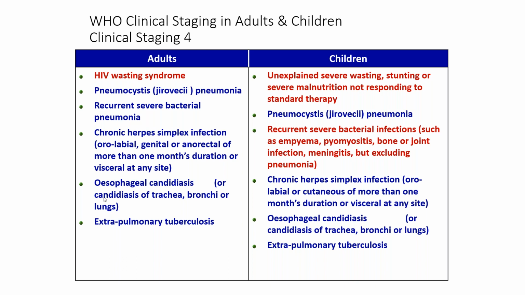We saw that oral candidiasis was stage 3, but esophageal candidiasis or other forms of pharyngoesophageal candidiasis, or tracheal candidiasis, is stage 4. Extrapulmonary TB is stage 4. So if a patient has a pleural effusion, it becomes stage 4. If a patient has one single lymph node which has TB, it is classified as stage 4.